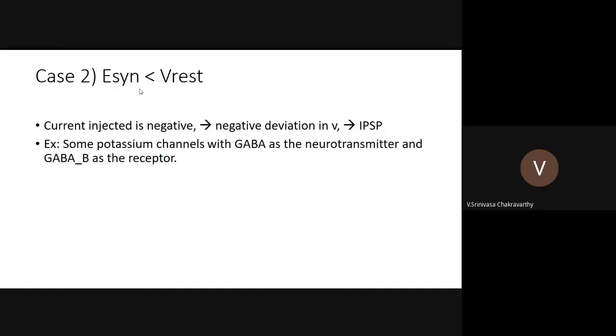Similarly, when E_syn is less than V_rest, the current injected will be negative, so there's a negative deviation, and you call that an IPSP. This occurs in inhibitory channels, which were typically certain potassium channels with GABA as a neurotransmitter and GABA B as a receptor. At these synapses, you have a negative deviation in V, and you have an IPSP.